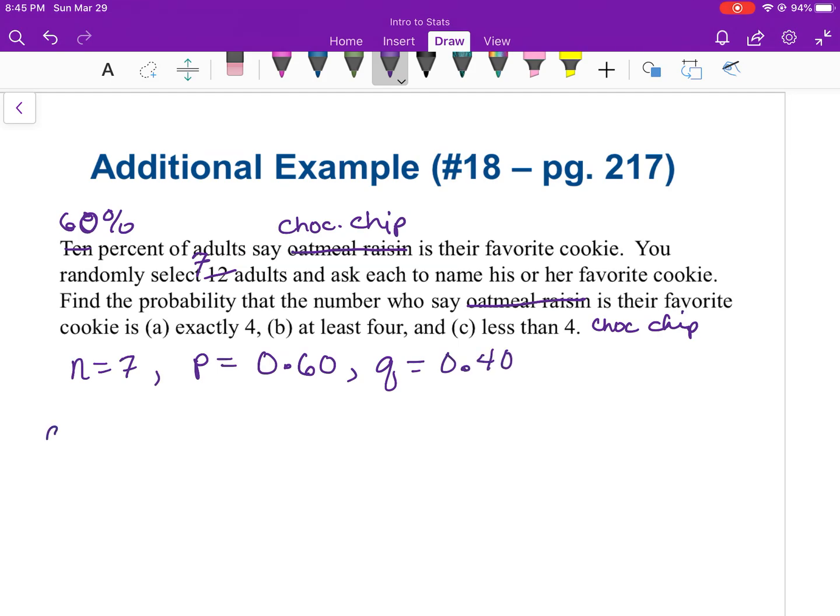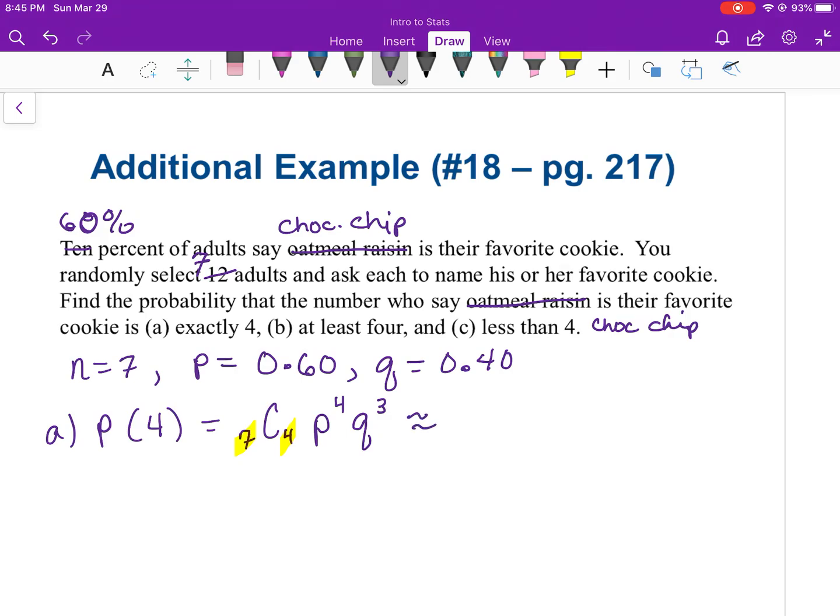All right, part A, probability of exactly 4. So we have our n, c, 4, p to the 4th, and then q. And for q's exponent, we're going to subtract the 4 from the 7, and that's going to be 3. So we're going to run that in our calculator.